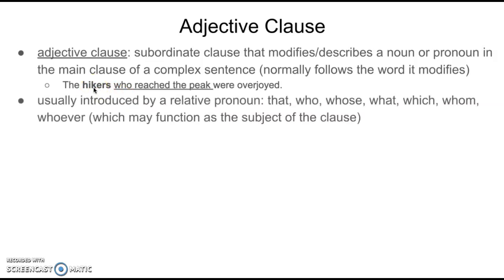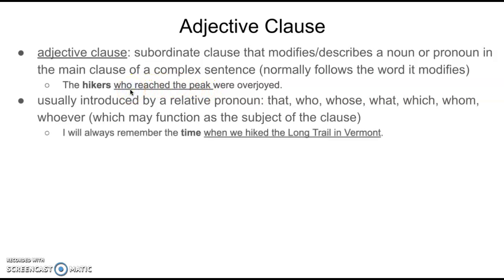Usually they're introduced by something called a relative pronoun, and here's a bunch of different examples of what relative pronouns can look like. Now, these relative pronouns may function as the subject of the clause or they may not. In this example above, who is the subject of this clause? Reached the peak is the predicate. But in this example, the relative pronoun is when and the subject is we.